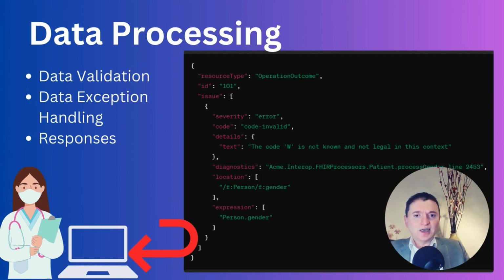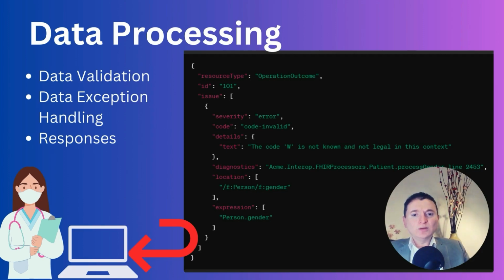Let's consider a scenario where an error occurs during this validation process. Suppose our system receives a referral with an incorrectly filled out gender of the patient, which is given as a W, which is a not recognized code. Here's how our system would handle this using the FHIR Operation Outcome resource.